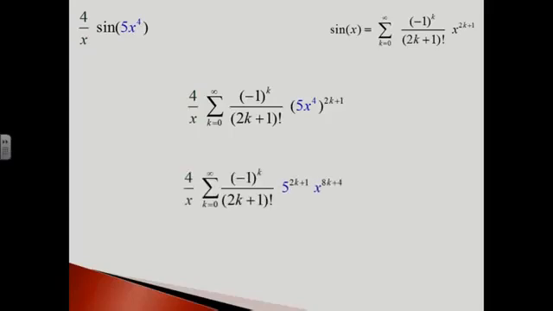Separating the coefficient and the power parts, we get 5 to the power of 2k plus 1 multiplied by x to the power of 8k plus 4. Multiply 4 divided by x with each term of the series. It results in sigma k from 0 to infinity of 4 multiplied by minus 1 to the power of k divided by 2k plus 1 factorial multiplied by 5 to the power of 2k plus 1 multiplied by x to the power of 8k plus 3.